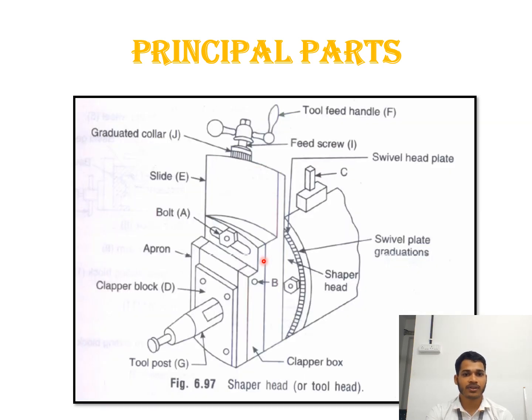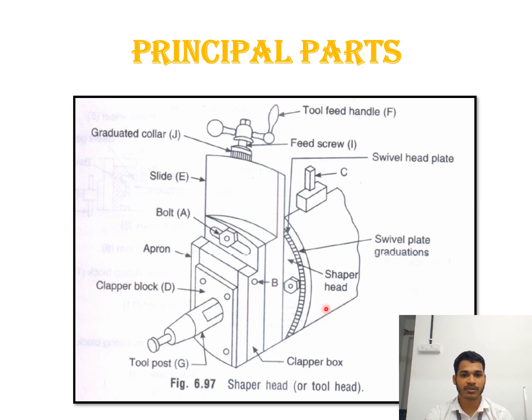And the principal parts here: this is the clapper block, and this is the tool post and clapper box, and it can rotate angularly. This is the measurement swivel plate and shaper head, and this is the slide, and this is the bolt and graduated collar and tool feed handle. We can handle it manually, and the swivel head plate. This is the swivel head plate.